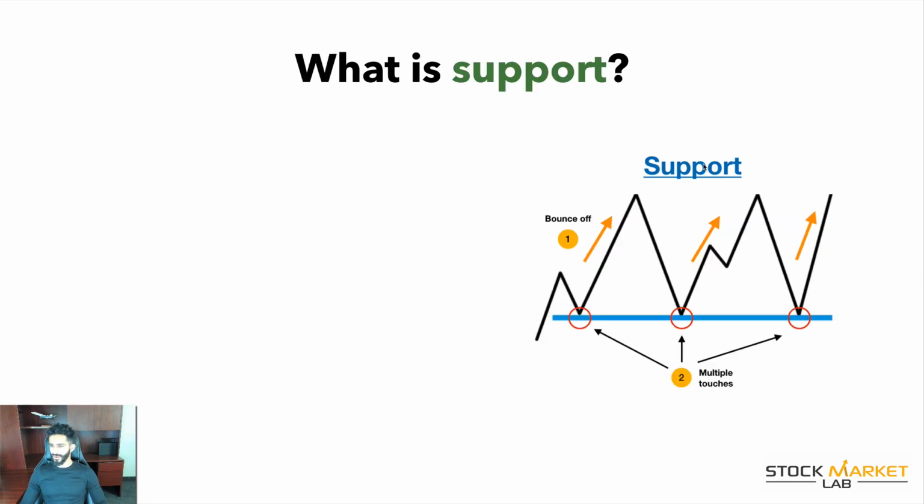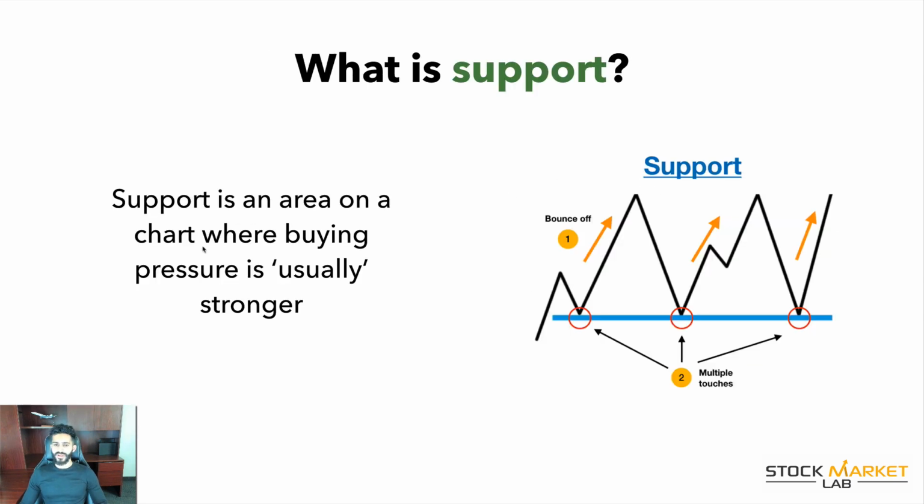So for example, support. Support is an area on a chart where buying pressure is usually stronger. In this situation, you can see the stock hits this level known as support. What happens? It goes up. It hits this level of support. What happens? The stock goes up. It hits this level of support. What happens? It goes up. So at this level of support, we have buying pressure, we have demand presented here. This is known as support.